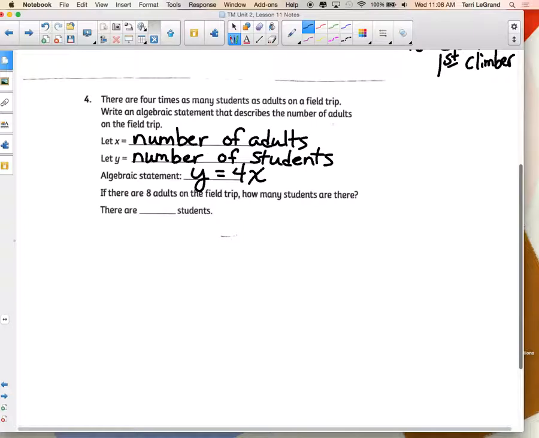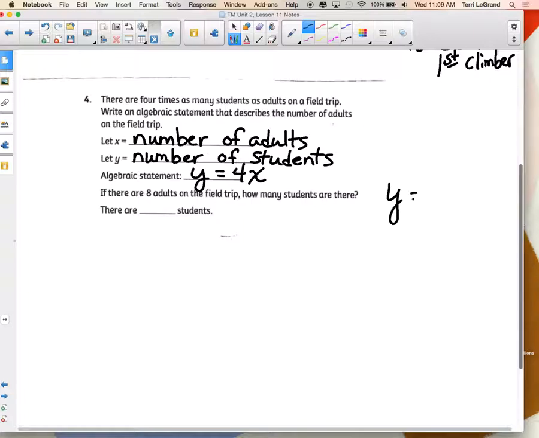students are there? Okay, so let's go over here, and why don't you just let me do this, okay? Just watch me. Let's just see if it works out. Then we don't have a bunch of erasing to do in case we're wrong. We'll just keep trying things till we're right. So if there are 8 adults on the field trip, where should the 8 go in? Should it go in for the X or for the Y in our equation? It says X. Number of adults is X.